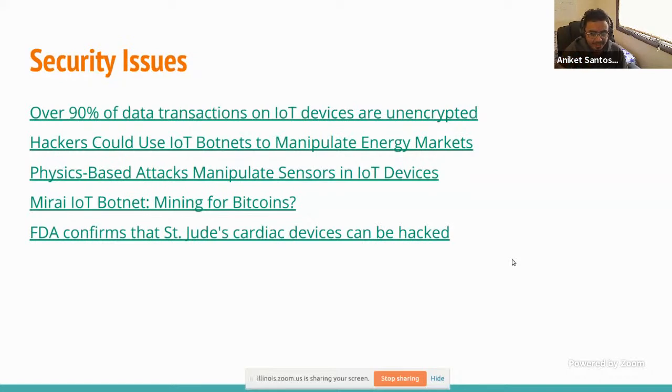So the second security issue is botnets. Firstly, I'll describe the concept of botnets itself. So in a distributed setup, let's say you are watching a video from a YouTube server.